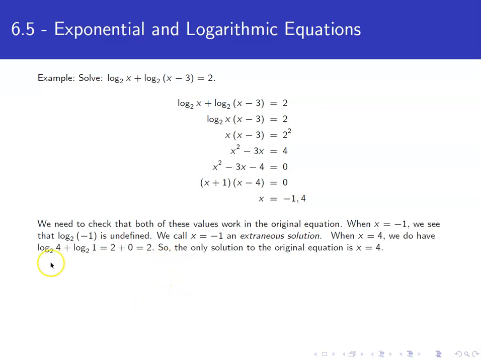When we have x equal to 4, though, it works. We get our solution. So the only solution to the original equation turns out to be x equals 4. We throw out the negative 1.